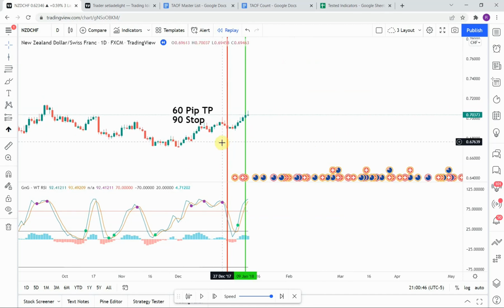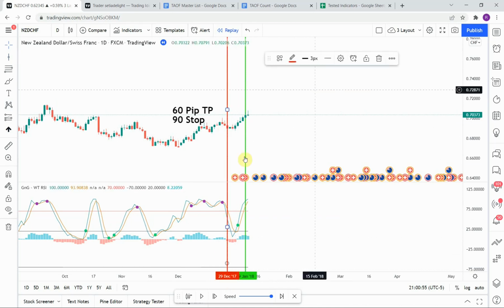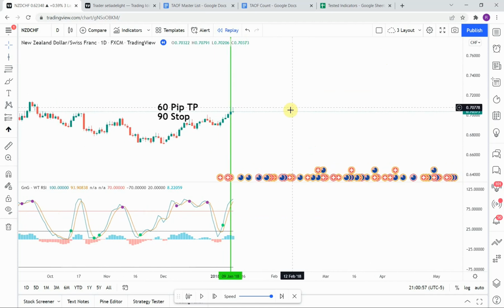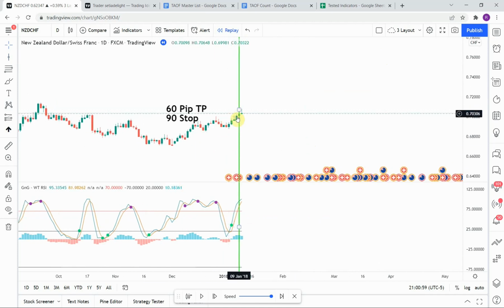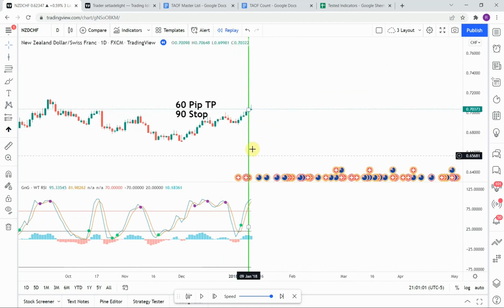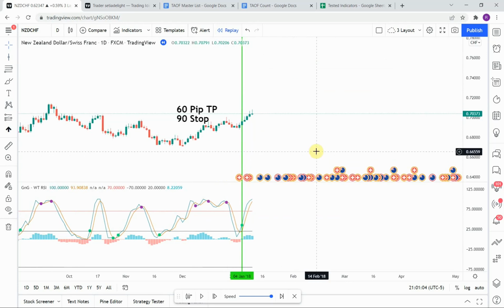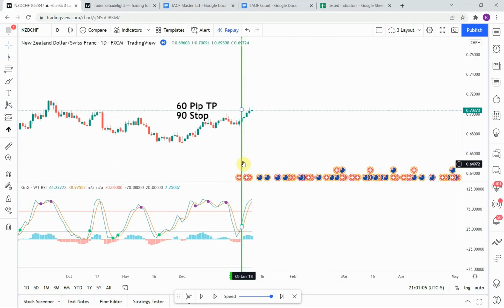All right, so the first signal that we pick up is a short signal right here when we kind of entered into the year. Actually, take that back. That was on December 29th, so it wasn't quite into the year yet. So let's go ahead and take a look at this one right here.